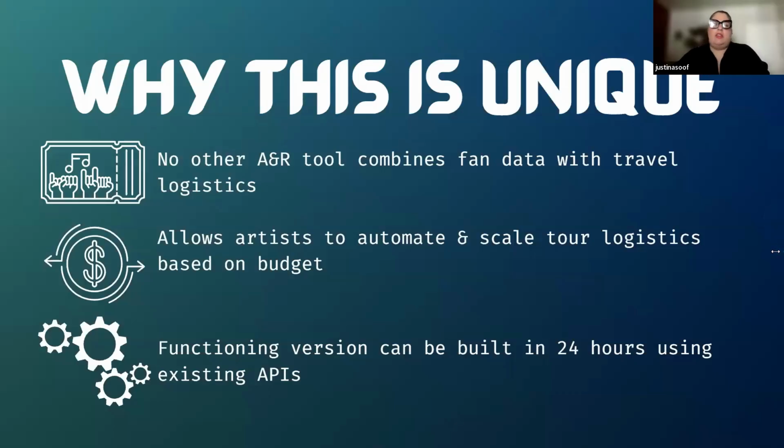What makes GigAtlas unique is that no other A&R tool combines fan data with travel logistics or allows artists to automate and scale tour planning based on budget. For example, a 10-day tour booked by a manager or an agent can cost up to $10,000. But with GigAtlas, artists can streamline the process and costs using data-driven insights. Best of all, a functioning version can be built in just 24 hours using existing APIs, making efficient tour planning more accessible than ever.